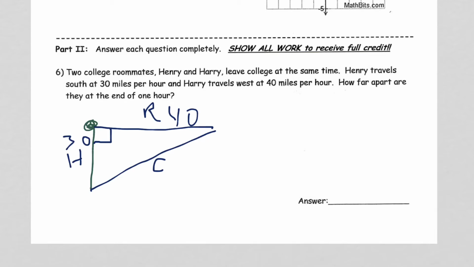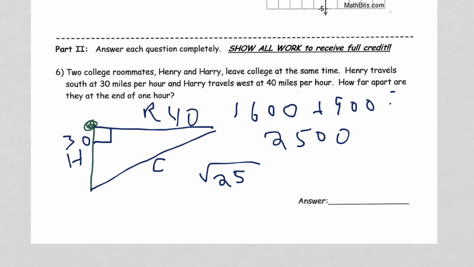So 40 squared is going to be 1600. 30 squared is going to be 900. Add them together, you get 2500. And then, of course, you have to square root it. So the square root of 2500 is 50. So the answer is going to be 50 miles.